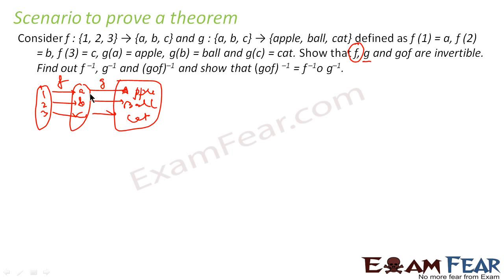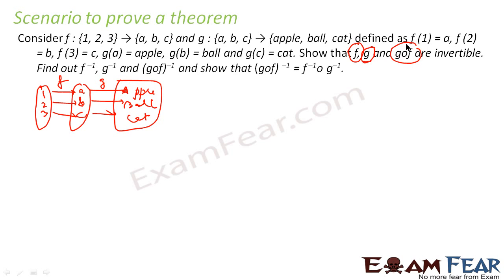Now we talk about g. For g also, if you see, a to apple, b to ball, c to cat, all these values are one-to-one. Also, there is no leftover element here, so g is also invertible. If you view the whole picture of g o f, 1 gives apple, 2 gives ball, and 3 gives cat. This also is invertible because there is no leftover element here, and it's all a one-to-one mapping. So all are invertible. First part is done.